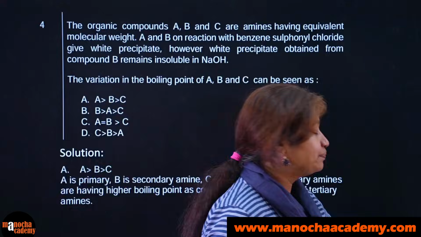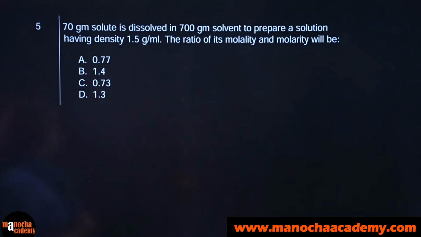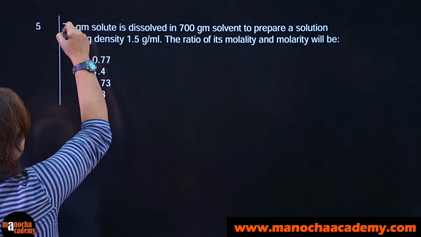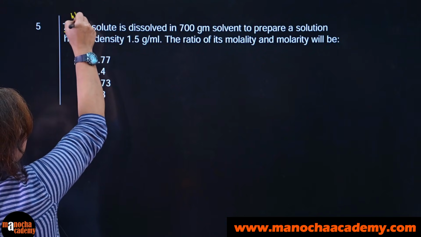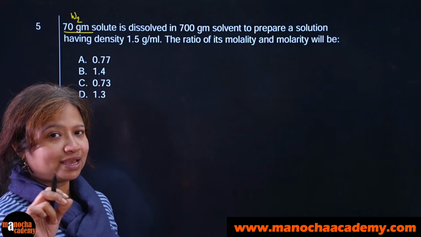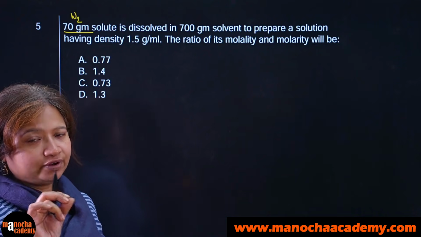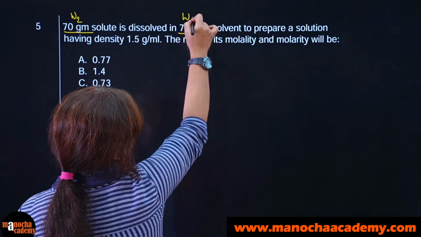Now moving to the next question. This is a numerical based question. 70 gram of solute is dissolved in 700 gram of solvent. Whenever you get such a question, always write like this. 70 gram of solute, we take as W2. Always solute we take as 2 and solvent we take as 1. In the solution chapter, if you look back, that's the convention we generally use. And 700 gram of solvent, this is W1.